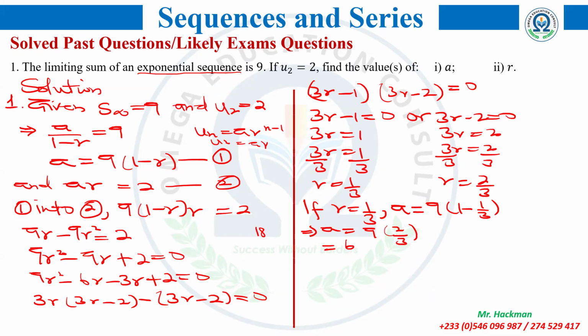Okay, then you go and investigate the value of A for the second R as well. So if R is equal to, this time around, 2 on 3, we are going to get A equal to 9 into 1 minus 2 on 3. This implies that A is equal to 9 into 1 on 3, and this will go here, 3 times 1. So we are going to get that to be equal to 3. Is that clear?